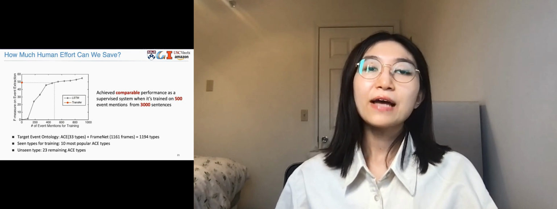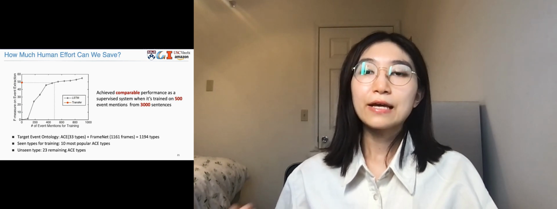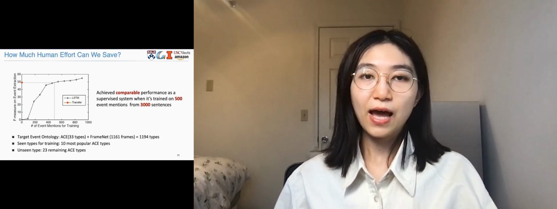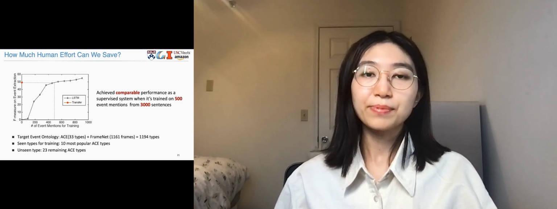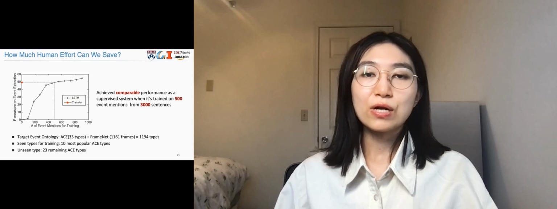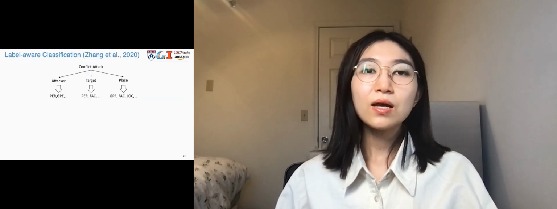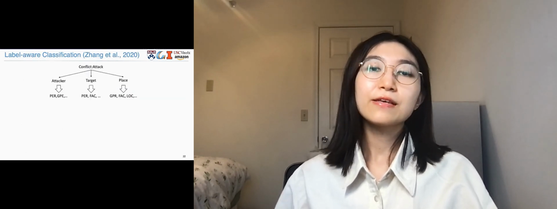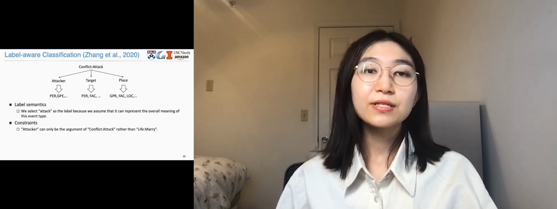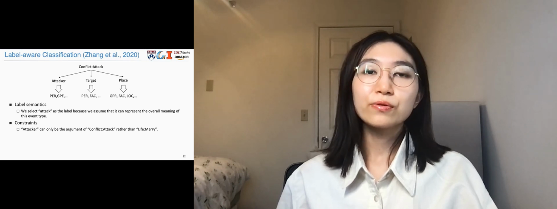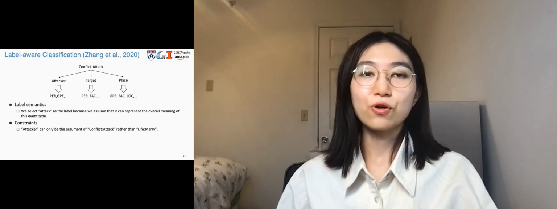To summarize, for any new unseen event type, this model only needs the ontology definition of the unseen event type, like its type name and also its role names for its arguments. And also, it needs some annotations for one or a few seen event types, then it can perform event extraction for the unseen types. However, event type is not the only informative part of an event definition. There are also definition sentences and a set of argument roles and the entity type constraints for these roles.